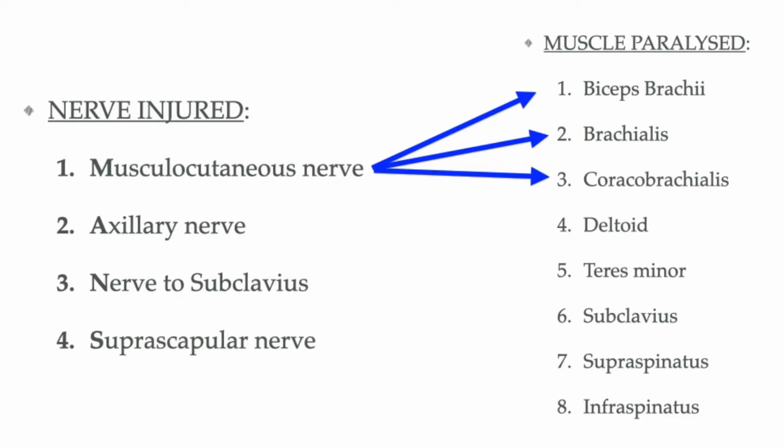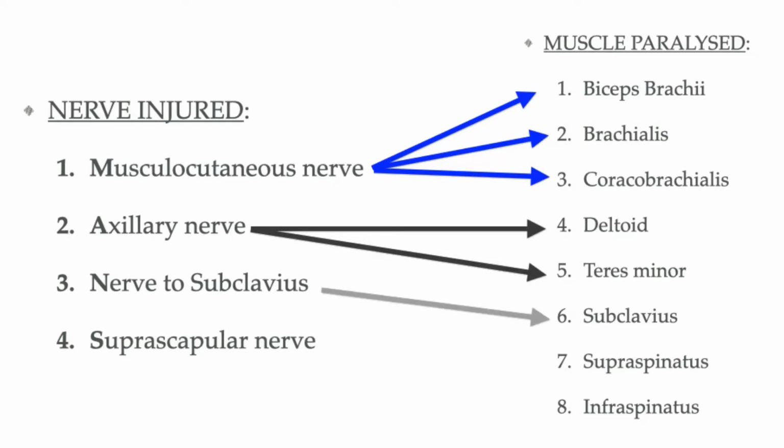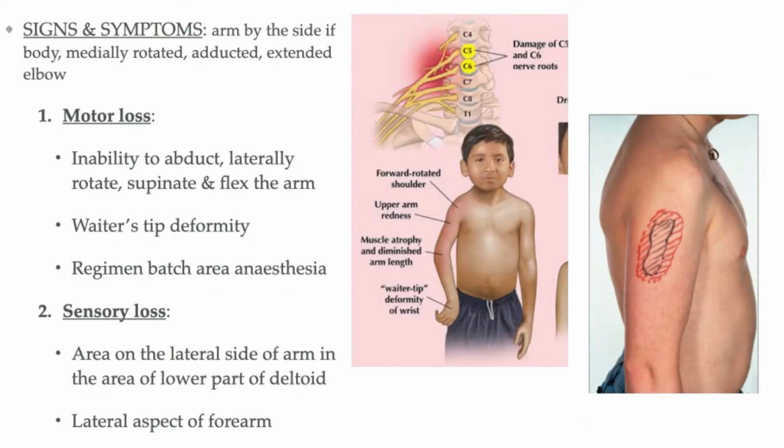Now, the muscles which are innervated by axillary nerve which get paralyzed in this condition, Erb's Duchenne paralysis, are deltoid and teres minor. Now, nerve to subclavius innervates subclavius muscle which gets paralyzed. Suprascapular nerve innervates supraspinatus and infraspinatus. So total 8 muscles get paralyzed and 4 nerves are affected in the condition called as Erb's Duchenne paralysis. Now we need to understand what are the clinical features with which patient presents.